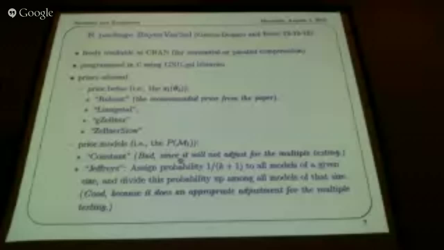There's a choice recommended by Jeffreys. Jeffreys was a famous Bayesian, and also a famous geophysicist. In this context, he said you should assign probability 1 over k plus 1, where the largest model has k possible parameters, to all models of a given size, and then take that total mass of 1 over k plus 1 and divide it up amongst all the models of that particular size. That turns out to be a very good assignment of prior probabilities because it does adjust for multiple testing.